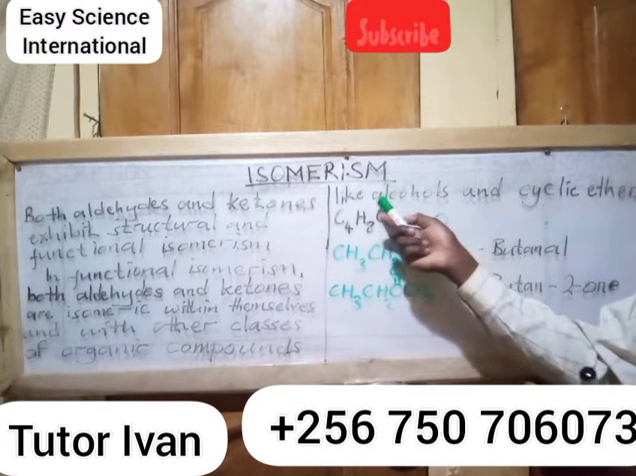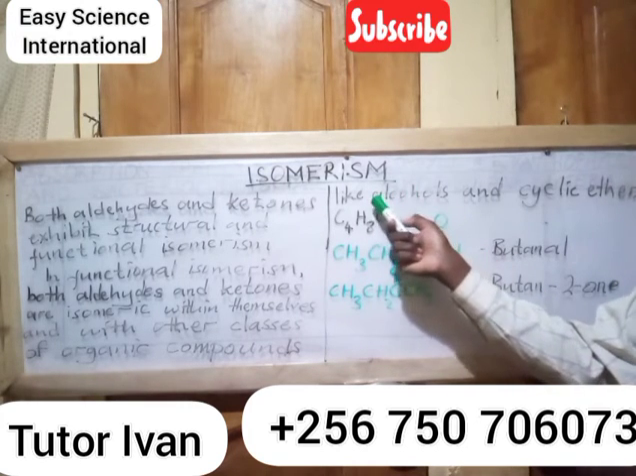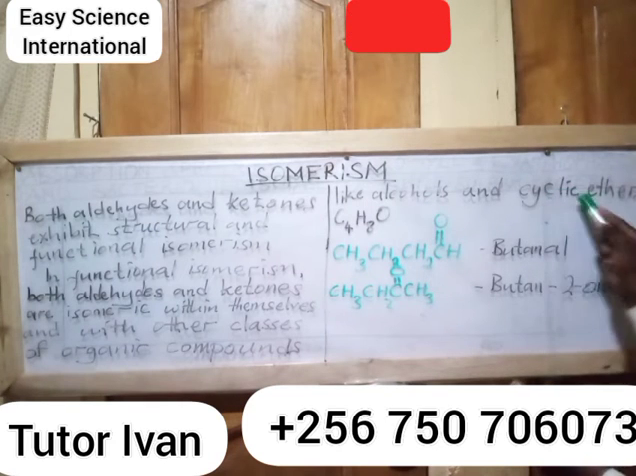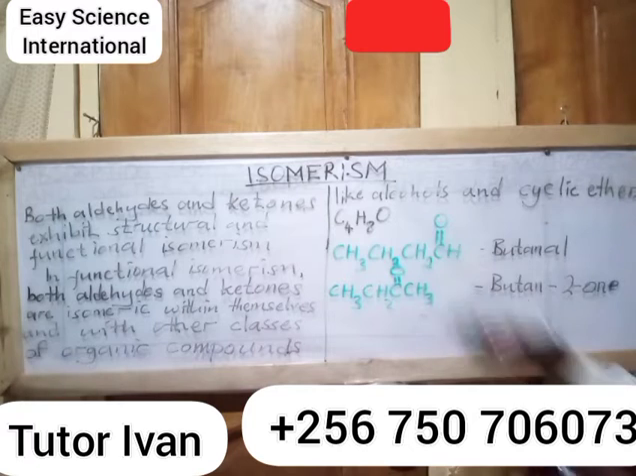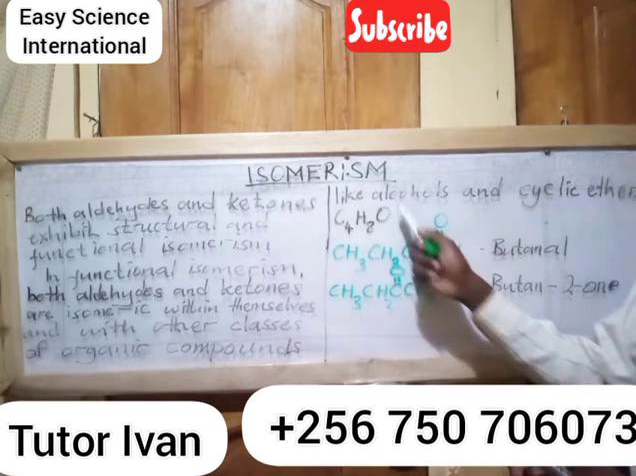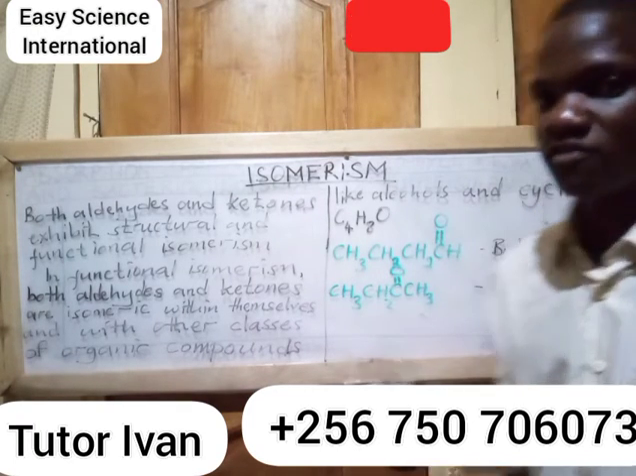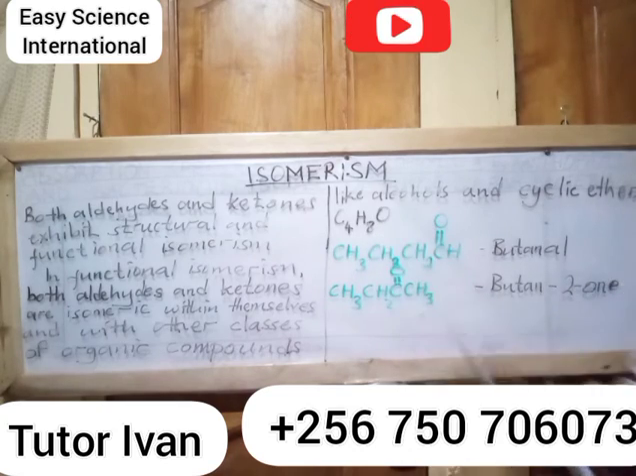So let us look at another example, or actually 2 other examples, where we have the alcohols and the cyclic ethers from the same molecular formula. So these are 2 isomers of the same compound, of the same molecular formula, from this.